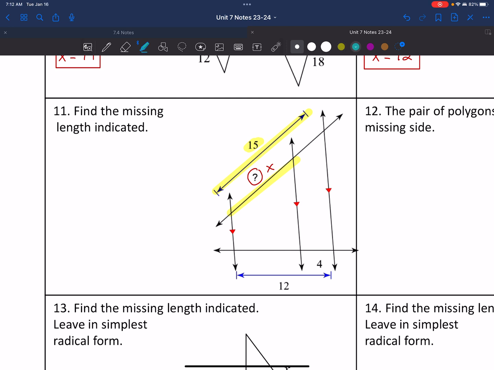So I need to compare it to other things on this side. I've got 12, and I don't know what this part is, but I do know that since the whole thing is 12, this little part is 4, that means this part has to be 8, because 8 plus 4 is 12. So now I can set up my fractions. I can say 15 over x is equal to 12 over 8. To get rid of the fractions, I cross multiply. So I've got 12 times x gives me 12x. 15 times 8 is 120.